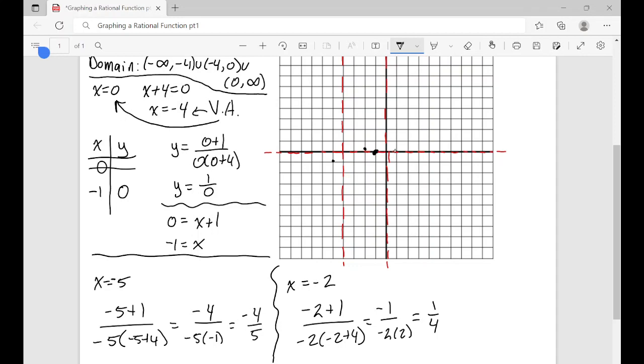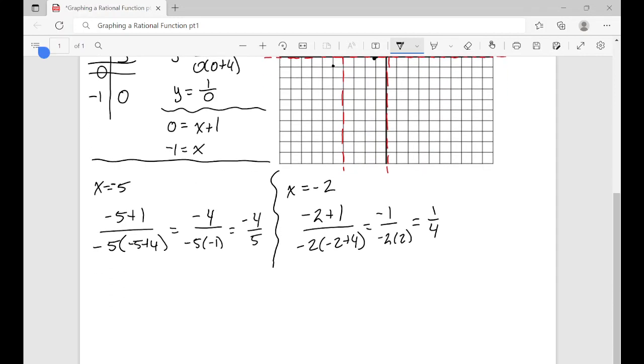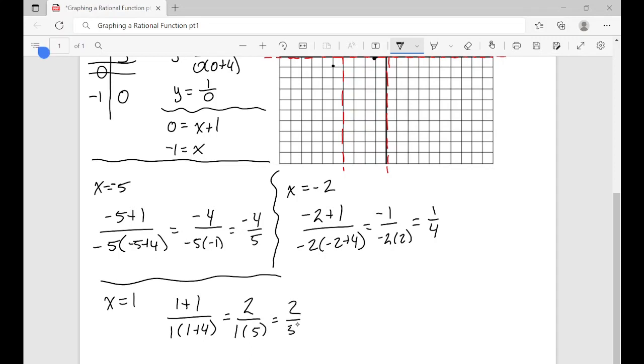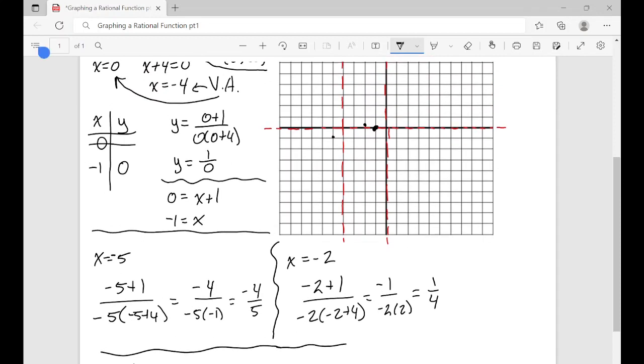And then last I'm going to choose 1 because it's over here. Is it above the x-axis or below the x-axis? So x equals 1. I'm going to get 1 plus 1 over 1 times 1 plus 4. That's going to give me 2 over 1 times 5, so 2/5. So it's above. So 2/5 is going to be, we'll say right there.